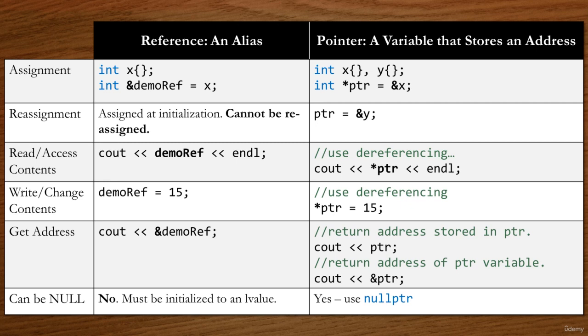Then finally, if these can be null, the reference cannot be uninitialized and it cannot be null, so it must be initialized to an L value. And then a pointer can be initialized to null using null pointer. In older code you might see 0 as well, or null in uppercase as I have it in the first column. But again, since C++11 we specify a pointer to be null using that null pointer or nullptr.